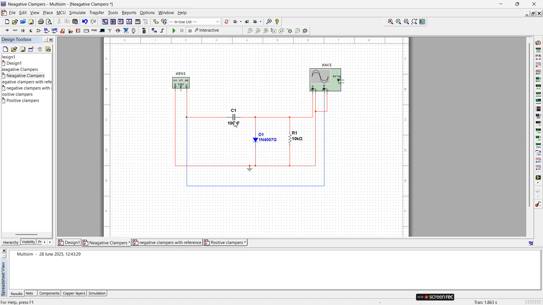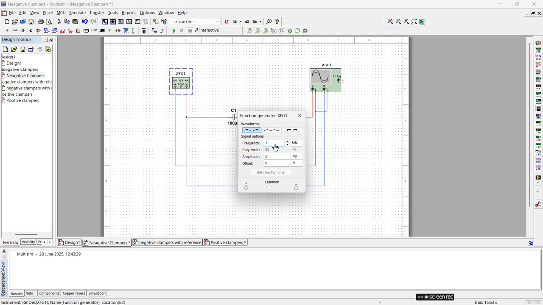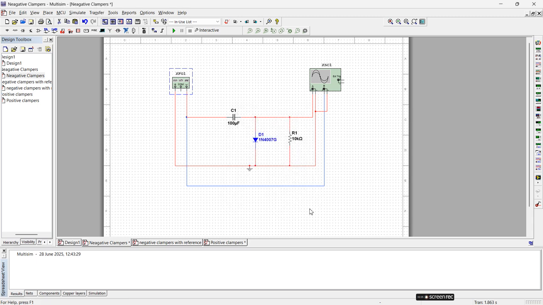Capacitors I am using 100 microfarad, 1N4007G diodes I am using, and resistance 10 kilo ohm, and signal generator 1 kilohertz frequency, and peak voltage V1 is 5 volt. So peak to peak is 10 volt. Okay. So once the connection is established, this is the negative clamper circuit connections. Already we discussed it in the theory part.